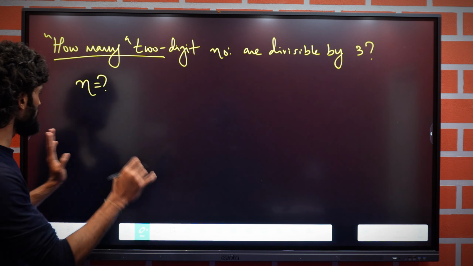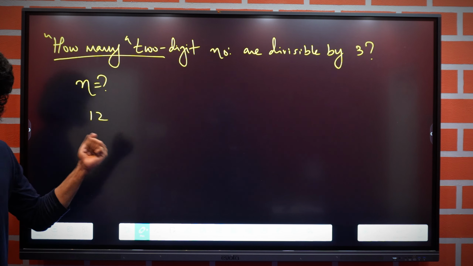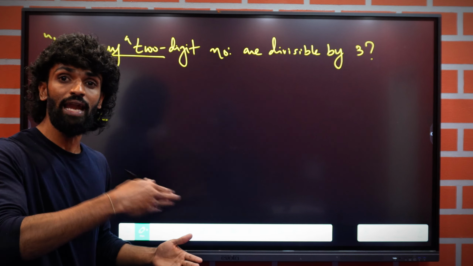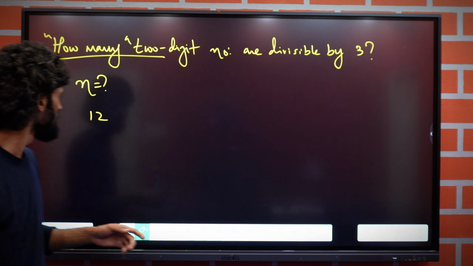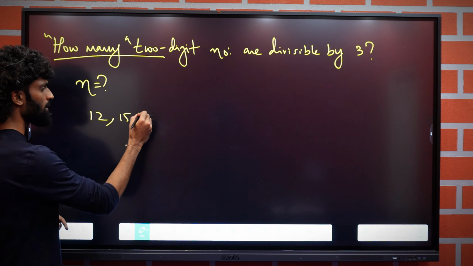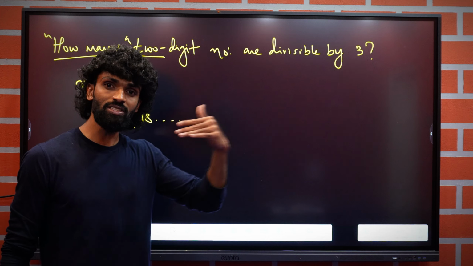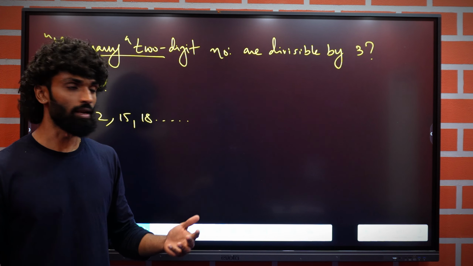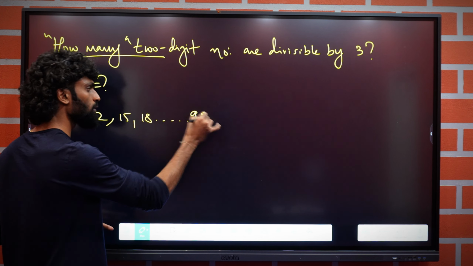12 divisible. So my first step is to frame the sequence. Once you find the first number, it's very simple. Why? What is the whole point of AP? You keep adding the common difference. Again, you keep adding the common difference. Remember this. So 12, here 3 meaning 15. It becomes 18. Goes up to, see, two-digit number, what's the maximum? 99. Because 100 is a three-digit number. What about 99? Is 99 divisible by 3? 100% yes. So my sequence goes up to 99.